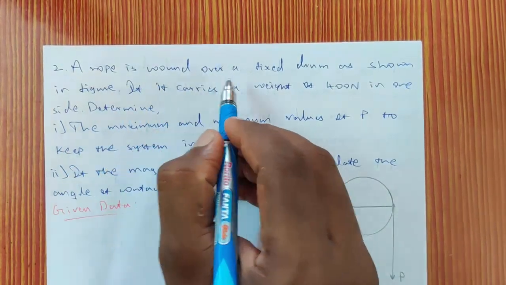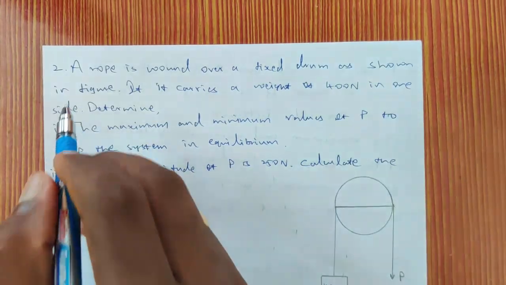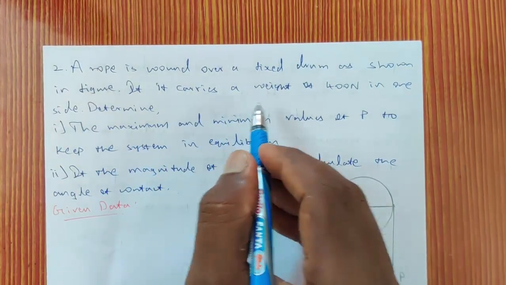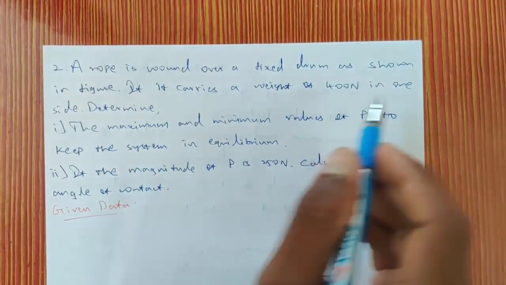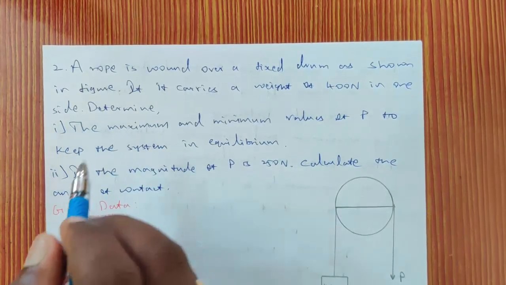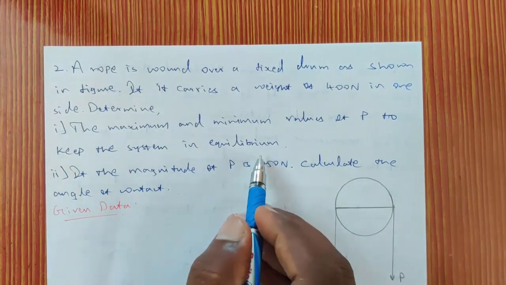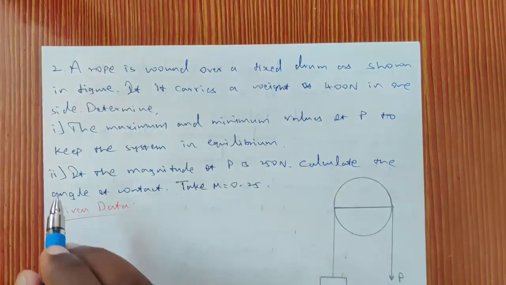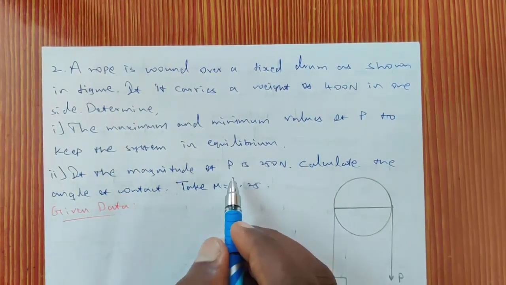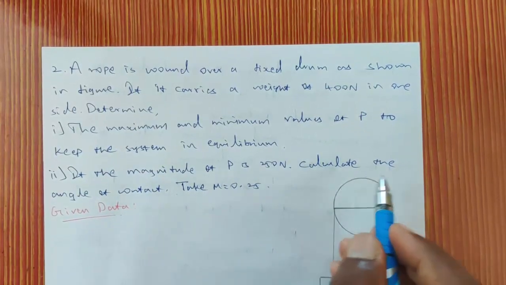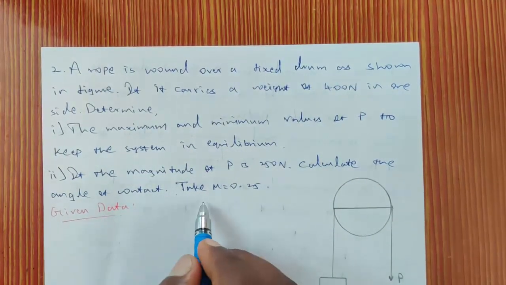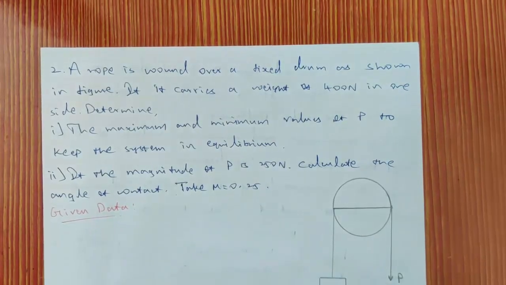A rope is wound over a fixed drum as shown in the figure. If it carries a weight of 400 Newton on one side, determine the maximum and minimum values of P to keep the system in equilibrium. The second one: if the magnitude of P is 250 Newton, calculate the angle of contact. Take mu equal to 0.25.